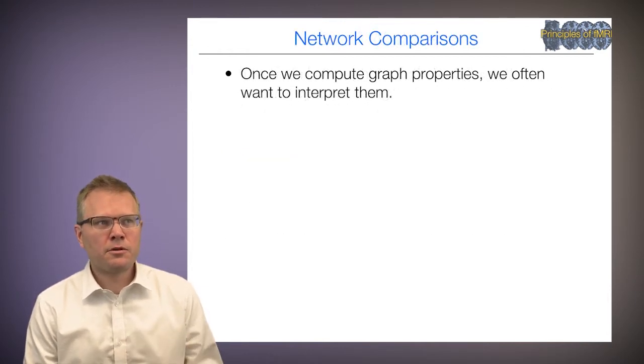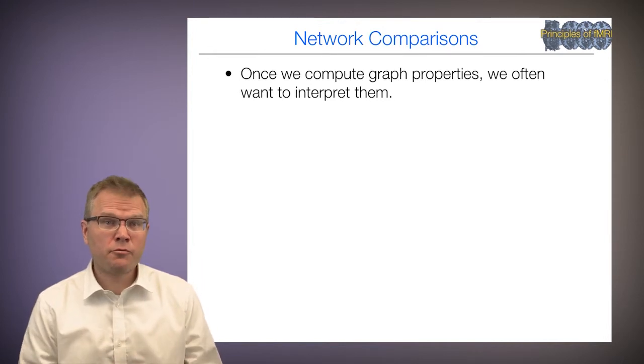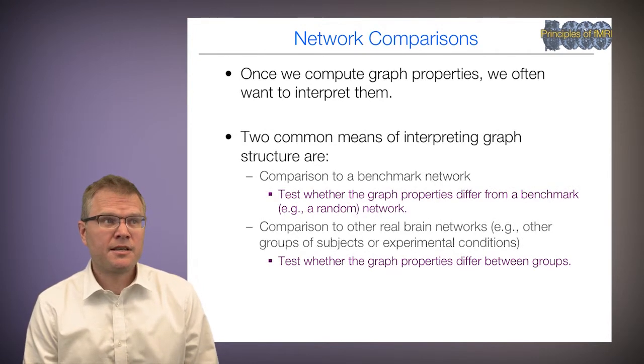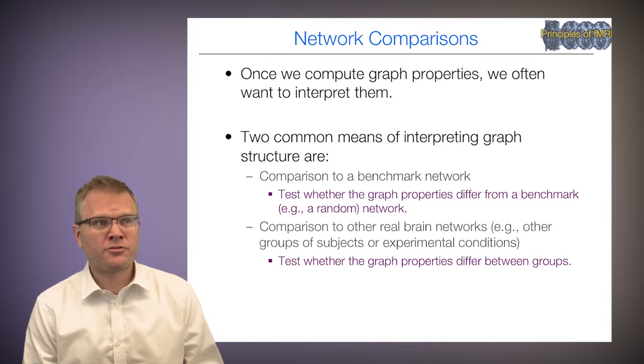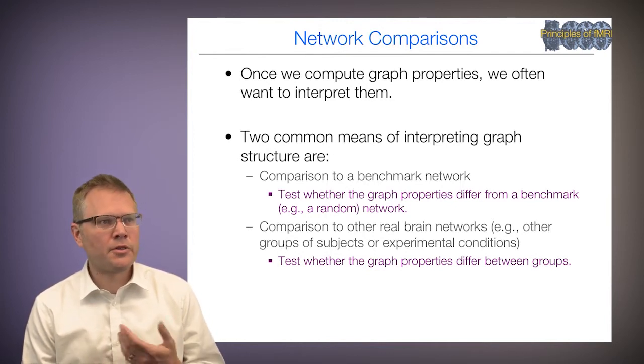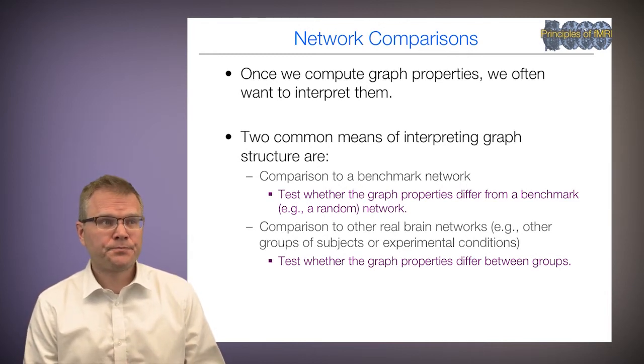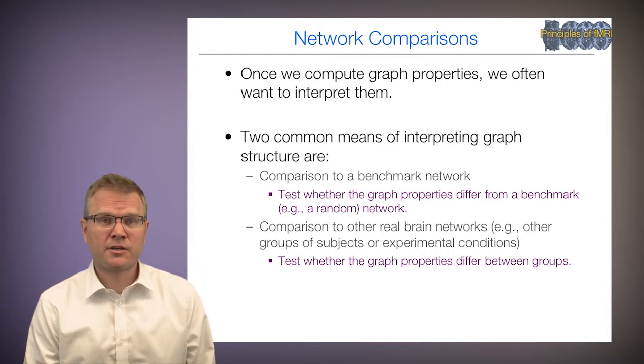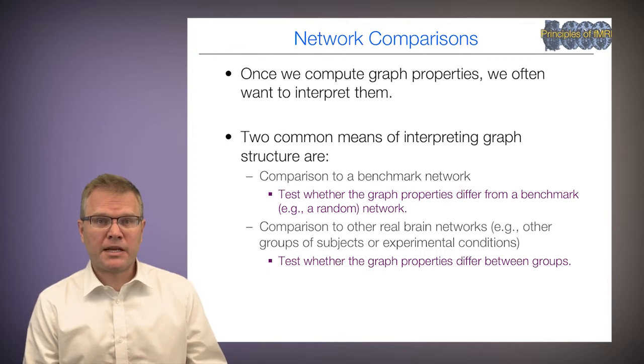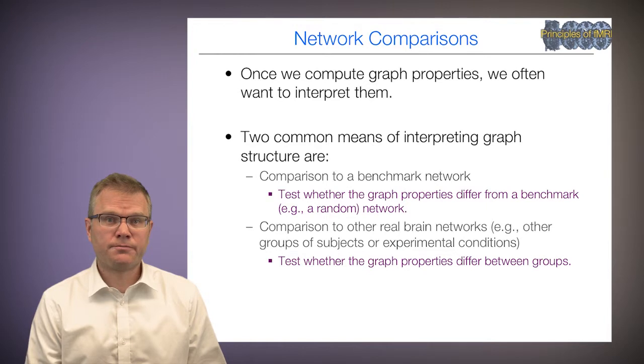So once we compute different graph properties, we often want to interpret these graph properties. Two common means of interpreting graph structures are by comparing to a benchmark network. So we might test whether or not the graph properties differ from, say, a random network, or comparison to other real brain networks. Maybe we want to characterize different network properties from, say, networks computed from schizophrenics versus healthy controls.